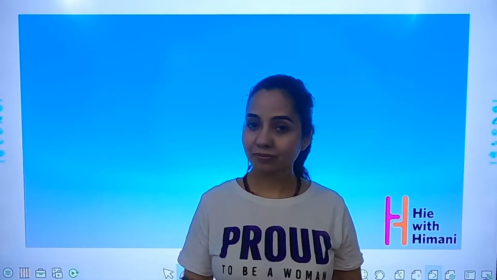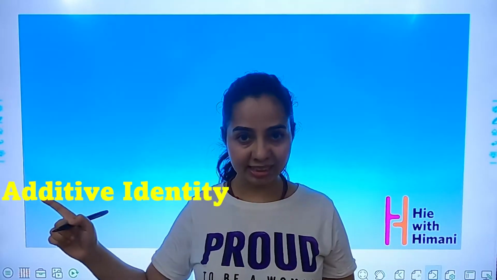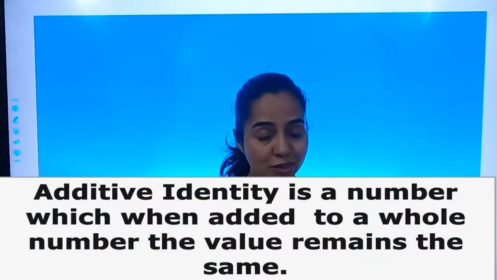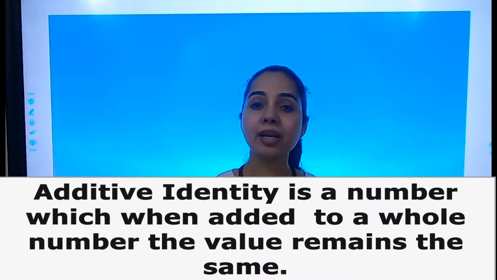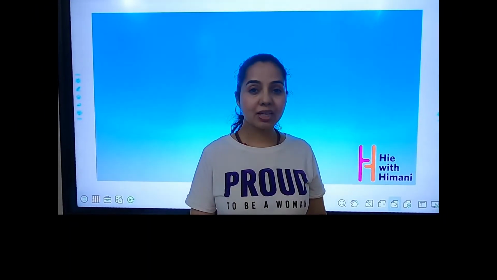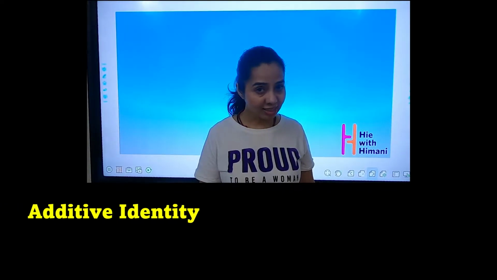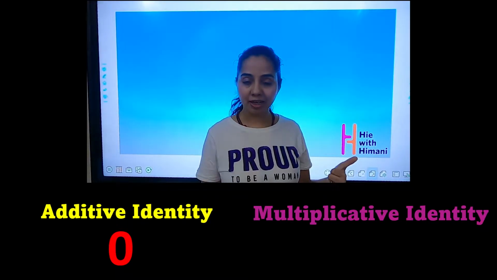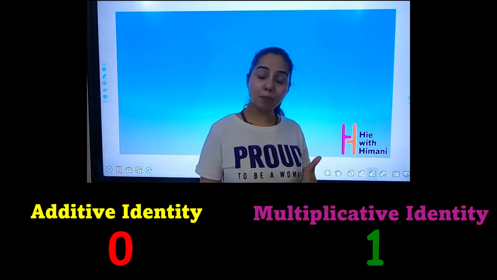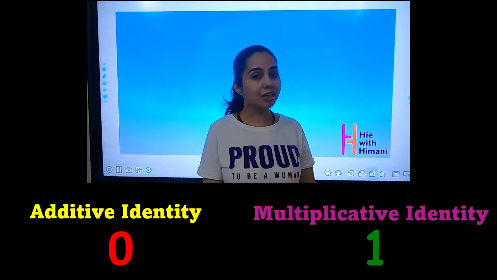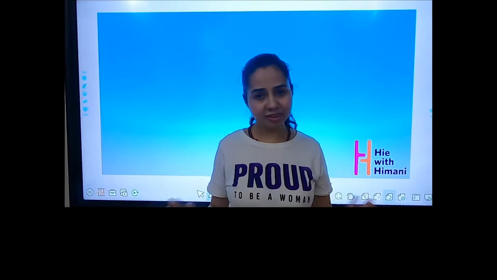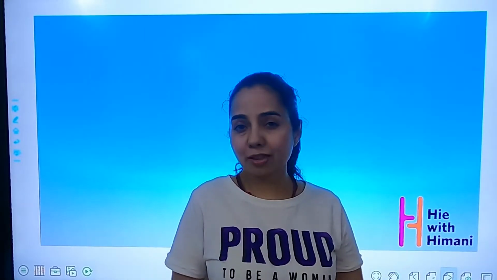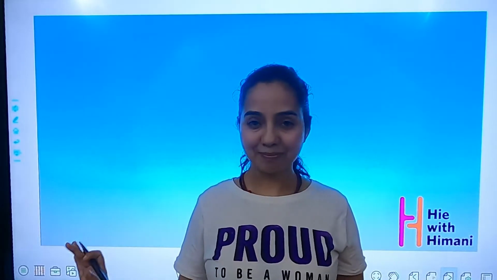So now, we have learned the additive identity and the multiplicative identity. Additive identity is a number which when added to a number, the value of that whole number remains the same. So that number, additive identity, is 0. Multiplicative identity, on the other hand, is number 1, which when multiplied to any whole number, the value of that whole number remains the same. So these two identities are simple and clear, quite easy. There was not much to think about here, so easy.